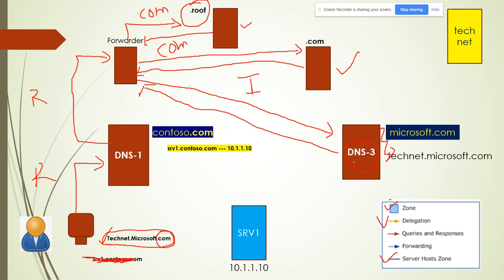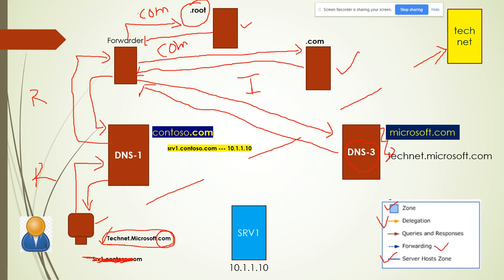Once the forwarder gets the response from Microsoft, I have the technet.microsoft.com. So what happened? Forwarder will respond to DNS1, and then DNS1 responds to the client. And in this response, the forwarder will cache this information, and DNS1 also caches this information. And now the client gets the response of technet, so it will directly communicate to technet.com and access the technet.com site.